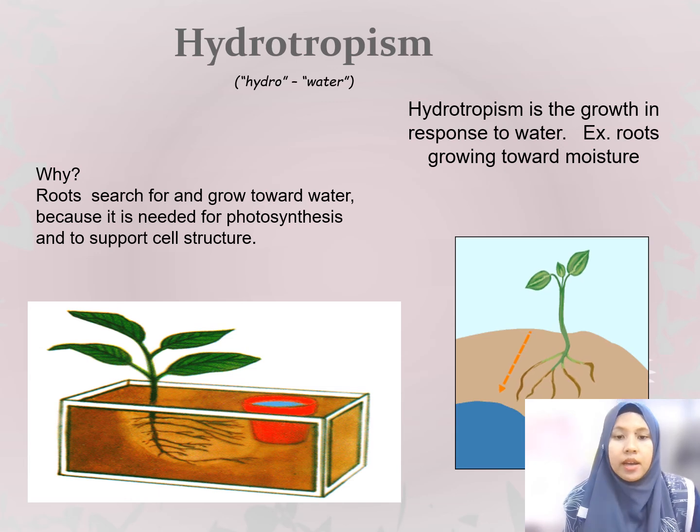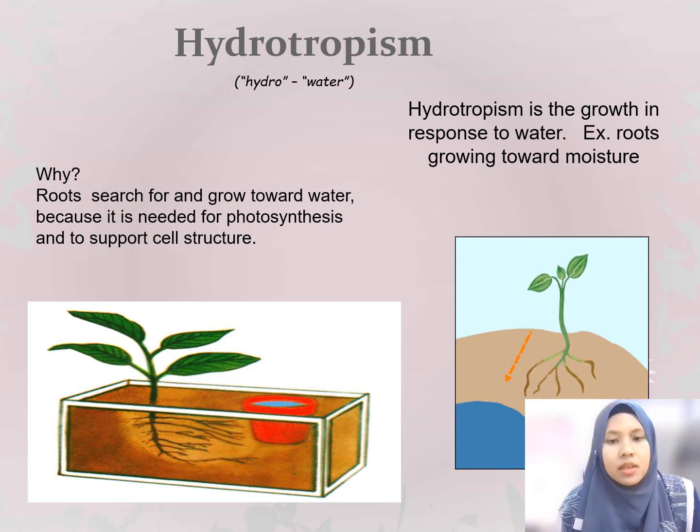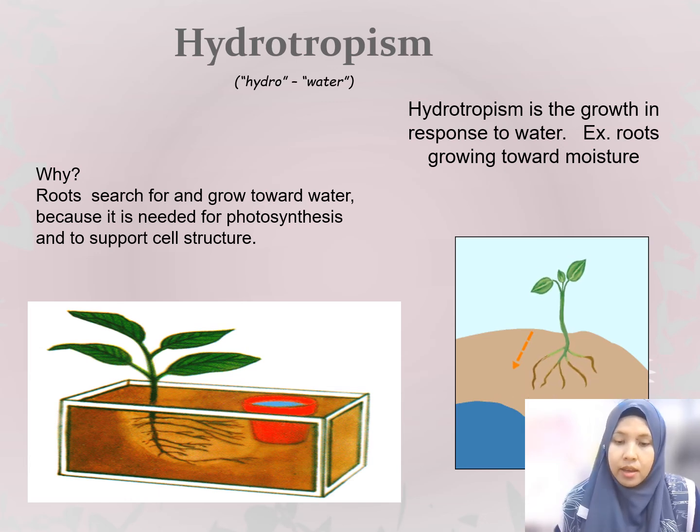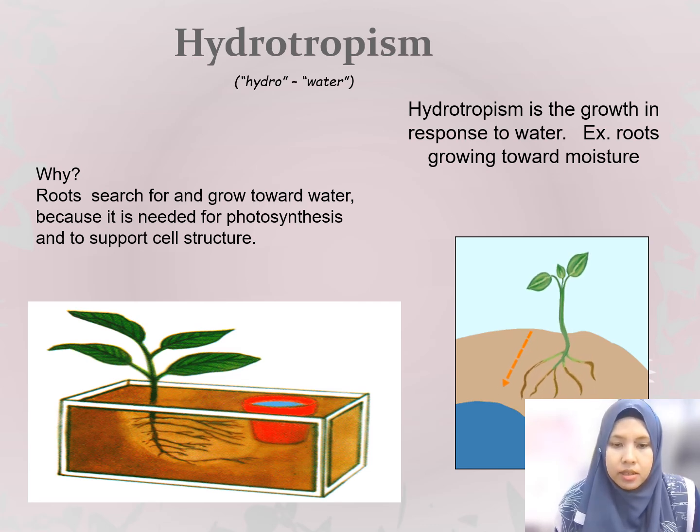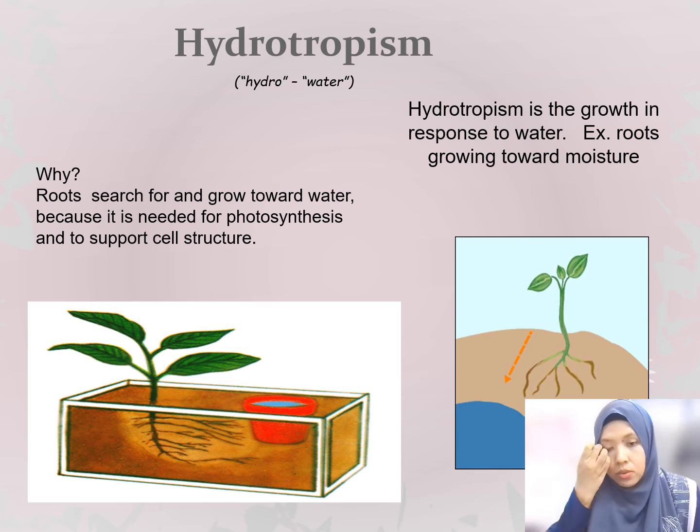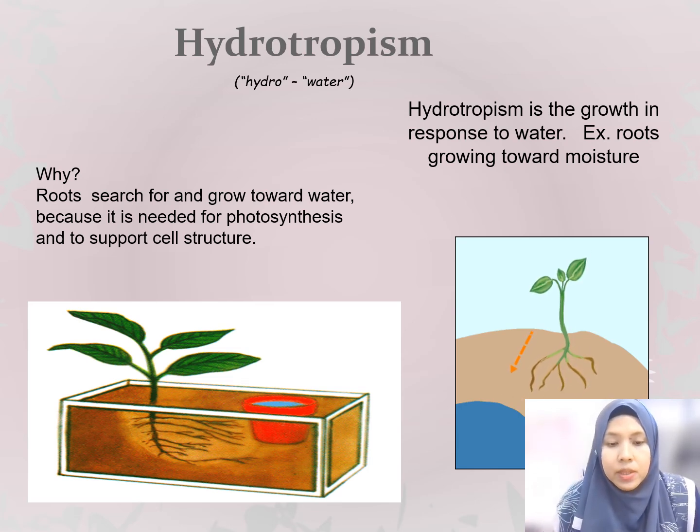So next one is hydrotropism. Hydro means water. So it's the growth or movement of plants in response to water. We can see that the roots are going and searching for the water. Here is an example: in a box where we have one plant and water provided there, we can see the roots are going towards the water.